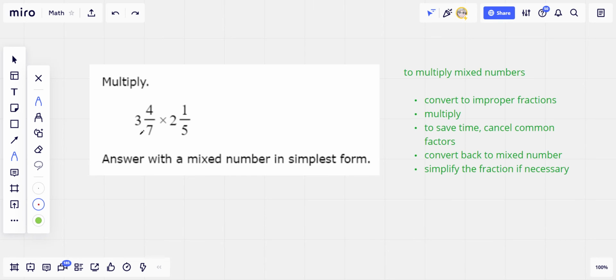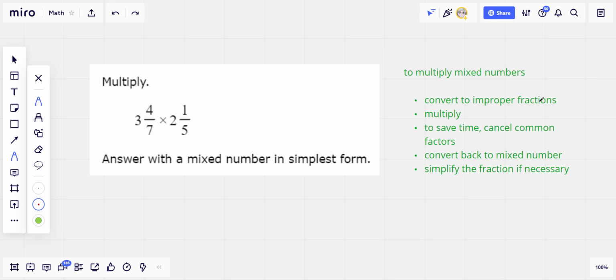In these problems, we are multiplying more mixed numbers, and there's a bunch of steps to this. You've got to convert them to improper fractions first, do the multiplication, and then you can either convert back to a mixed number and then simplify, or you can try some canceling of common factors along the way to make things simpler. And I think we're going to try that today. So if you're not as familiar with that, that's something you can keep your eye out for.